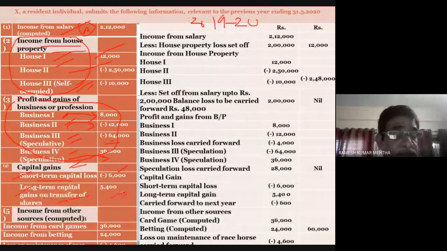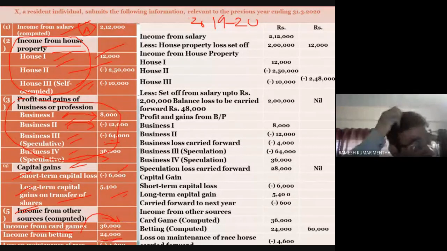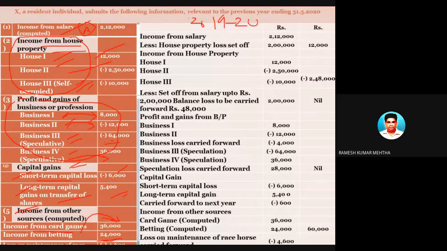The fifth source of income is income from other sources. So he's in the habit of playing cards and because of this he has made a profit of 36,000. He is also in the habit of betting and from betting he has made a profit of 24,000. Last but not the least, this guy is also engaged in owning and maintaining horses for races, and because of this he has lost some 4,600 rupees.